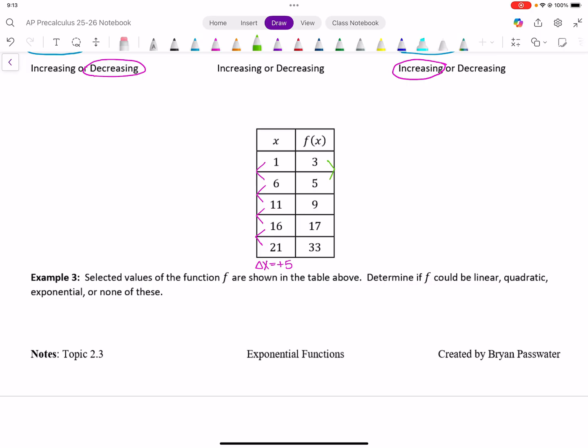So if I look from 3 to 5, that would be adding 2. 5 to 9, we would be adding 4. 9 to 17, we would be adding 8. 17 to 33, we would be adding 16. So because that is not the same, it's not constant, this function is not linear.